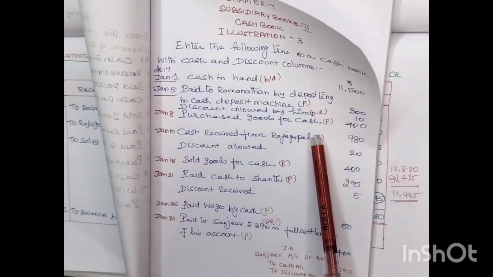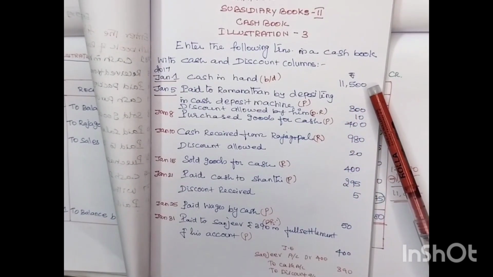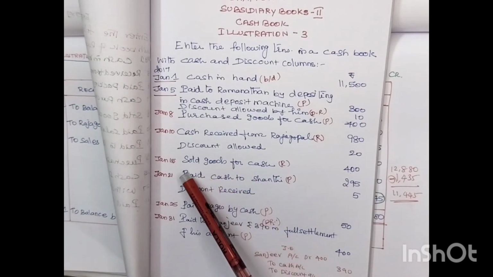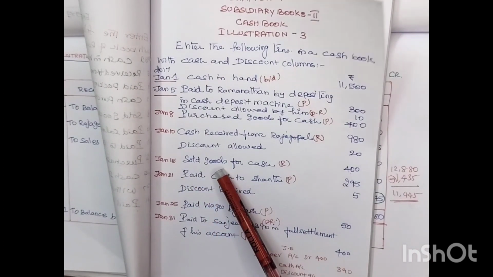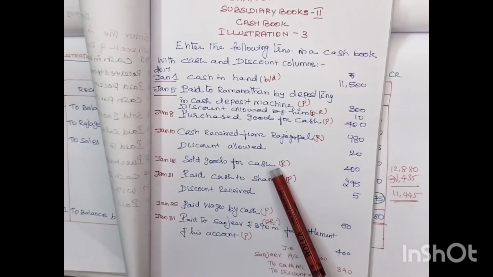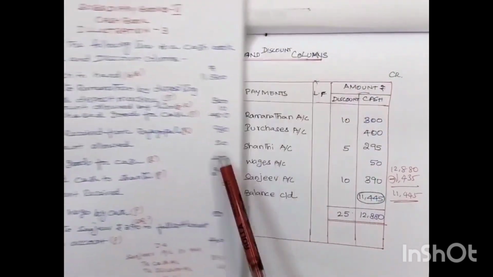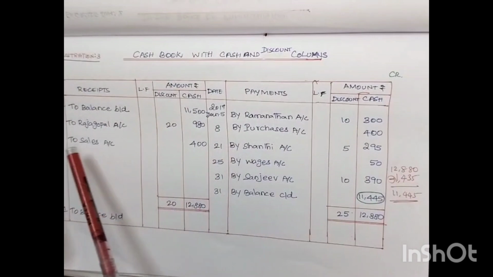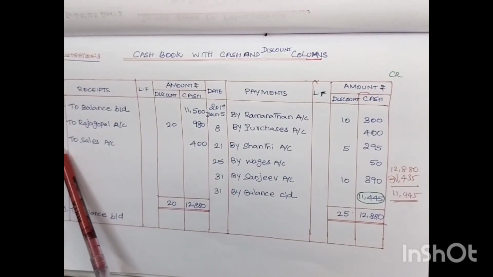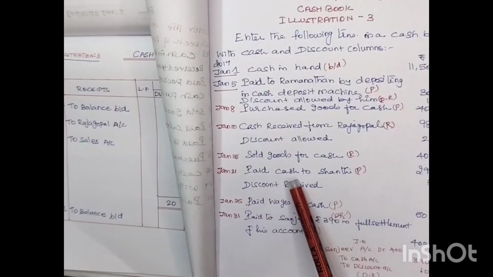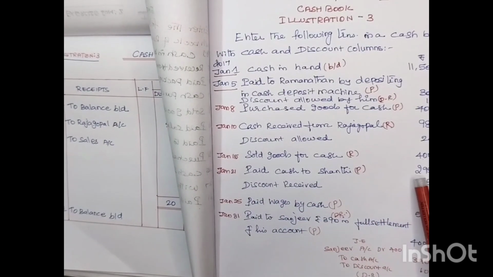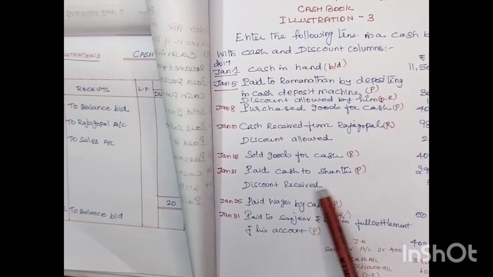Then January 15, sold goods for cash rupees 400. Sold goods means whenever you make sales, you receive the cash, right? So you have to enter this transaction into the receipt column, that means the debit side. Dated on January 15, to sales account 400 rupees is entered into the cash column. Then January 21, paid cash to Shanti rupees 295 and discount received 5 rupees.